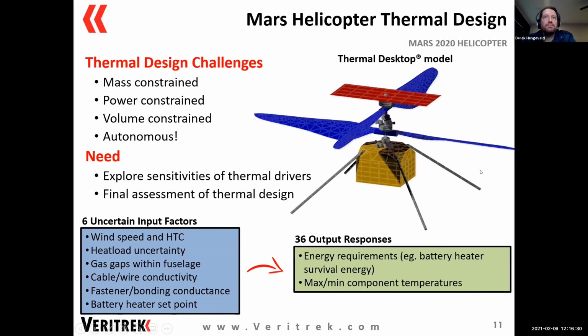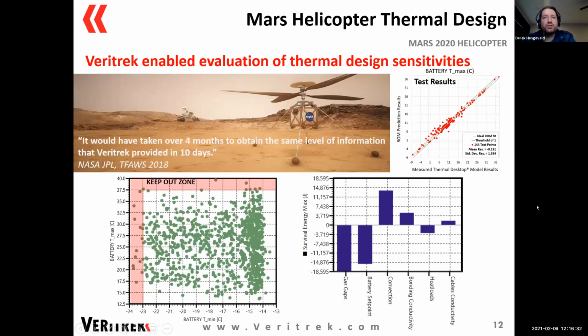All right, next slide. Here are the results of that work evaluating the thermal design. We generated the reduced order model and tested it. We can see some of the test results in the upper right. Working with JPL, they deemed it accurate enough. What we're seeing in the upper right are test results that compare Thermal Desktop, what we would call truth results, against reduced order model prediction results.